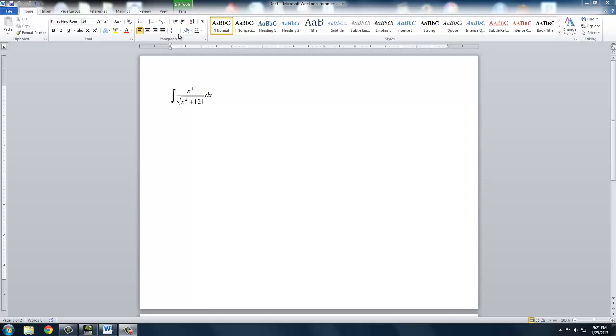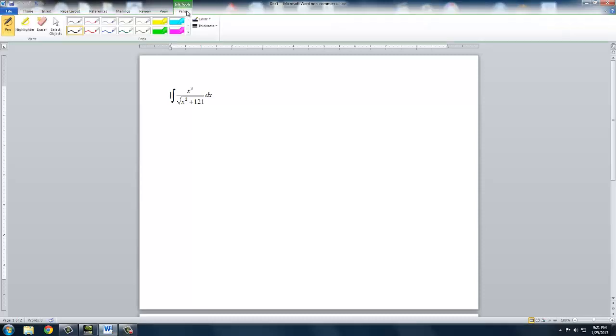Okay, today we're going to do an integral that involves trig substitution. Here we have the integral of x to the third over the square root of x squared plus 121 dx. We can identify that this is going to be an integral involving trigonometric substitution because we have a square root of something squared plus or minus something else that can be squared. So it's going to be a square root of a binomial.